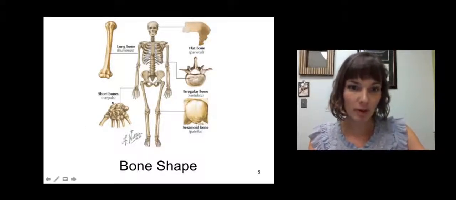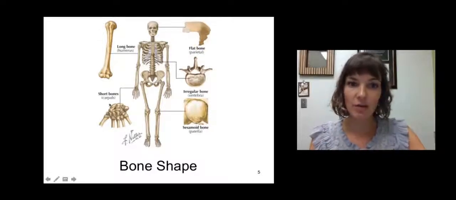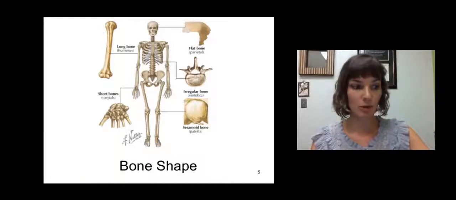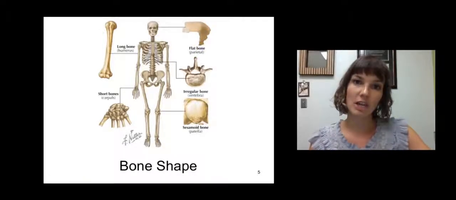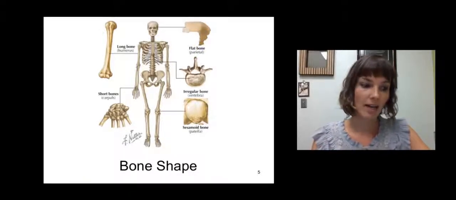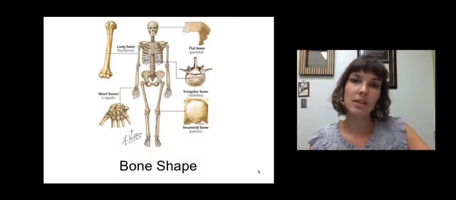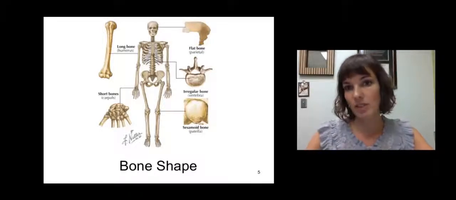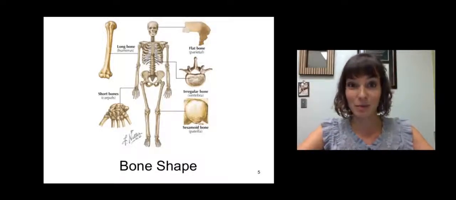We also have short bones in our body, and this is showing the carpal bones, the bones of our wrist and hand that are short bones. These are cube-shaped, so they tend to be about as wide as they are long. And the carpal bones is one place we see short bones. We also see those in the tarsals, those bones of our feet that are analogous with the carpal bones of our hand.